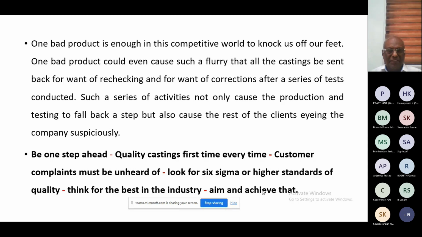Be one step ahead. Quality castings, first time, every time. Customer complaints must be unheard of. Look for Six Sigma or higher standards of quality. Think for the best in the industry. Aim and achieve that.